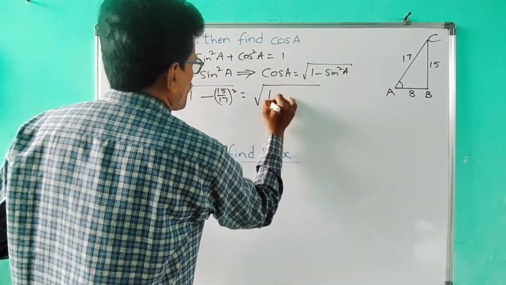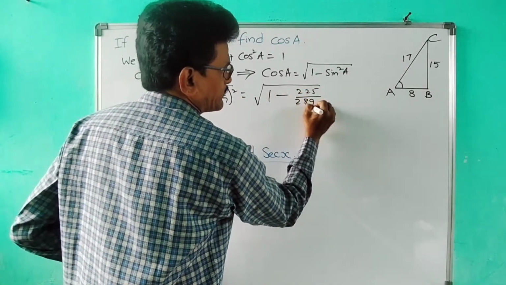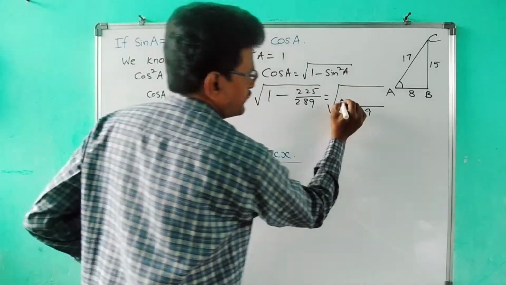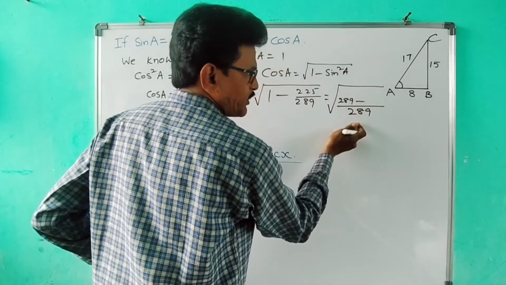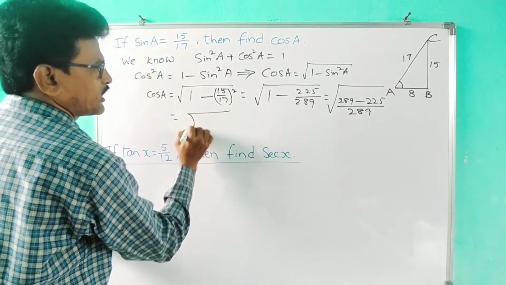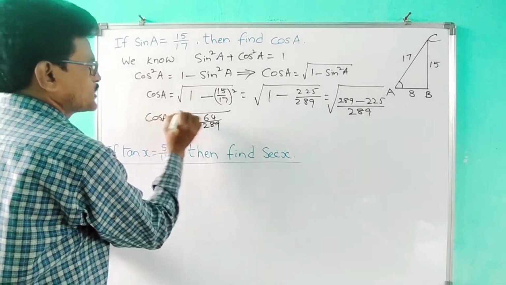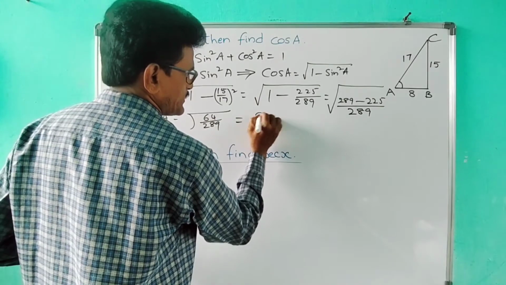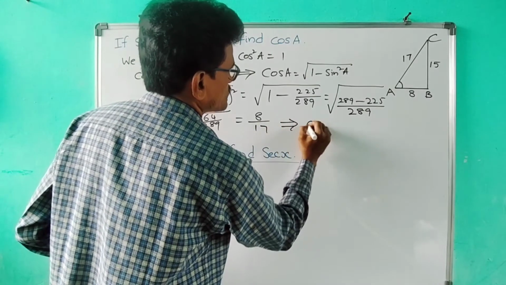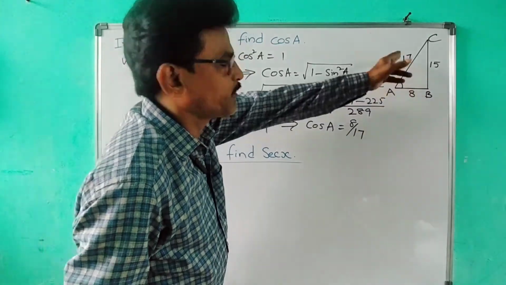That equals root of 1 minus 15 square, it is 225, by 17 square, which is 289. That equals root of, LCM 289. 1 into 289 is 289 as it is, and 225 stays 225. So 289 minus 225, it is root of 64 by denominator 289. This is cos A. So root 64 is 8, and root 289 is 17. So what is cos A we are getting? 8 by 17. Like that, here also cos A is 8 by 17 in that way also.